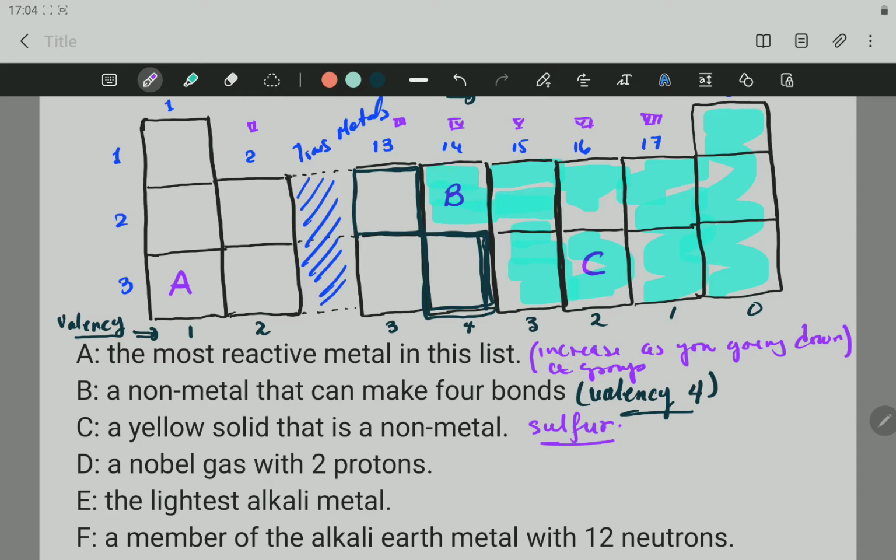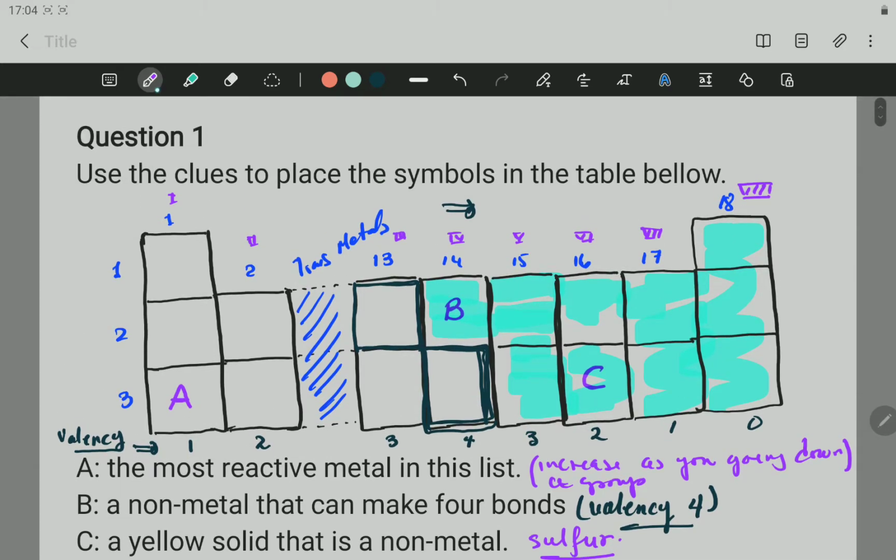Sulfur. Sulfur is that yellowish solid that is a non-metal, is actually a powder. Okay, I'm sure you saw it in class. D, a noble gas with 2 protons. Now, we are about noble gas.